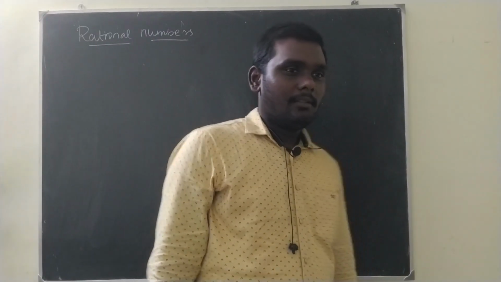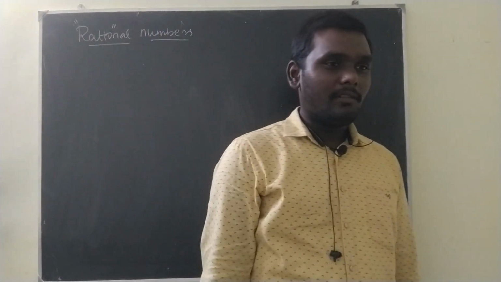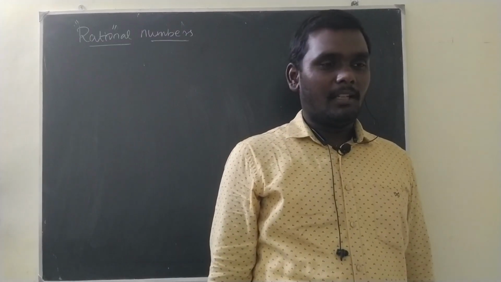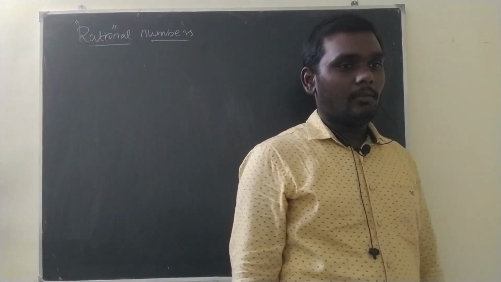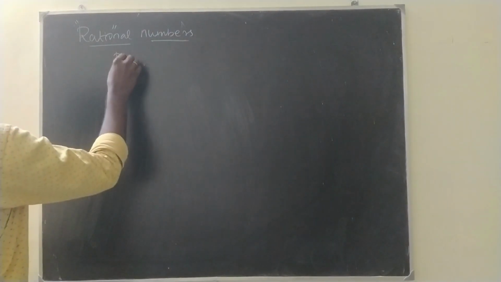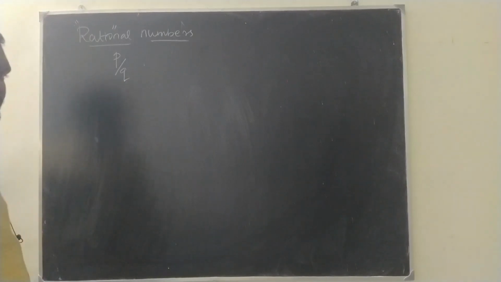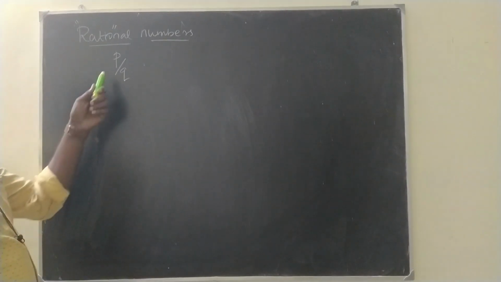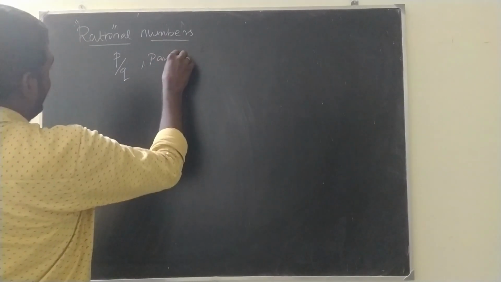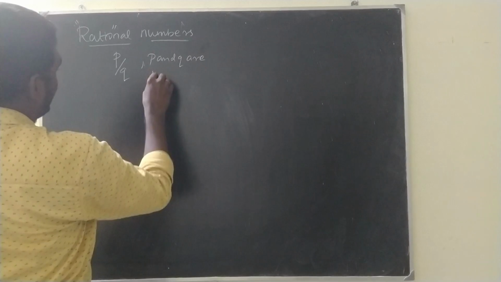Rational means what? We can split this as ratio. A ratio means division. A ratio of this with that means this by that, the division. See, the rational numbers are of the form P by Q, where P and Q are integers.